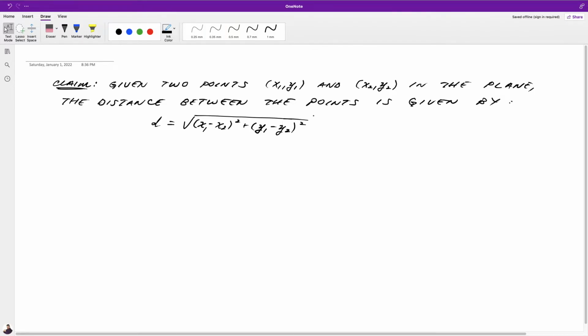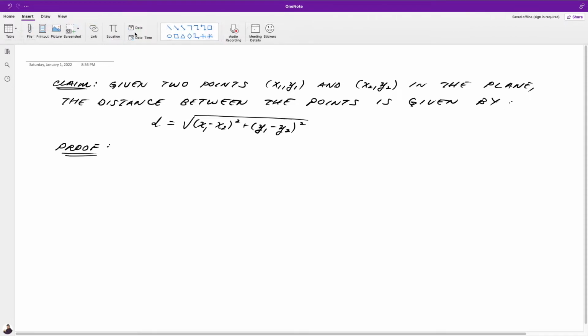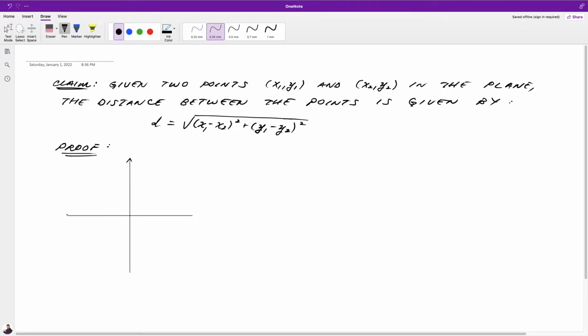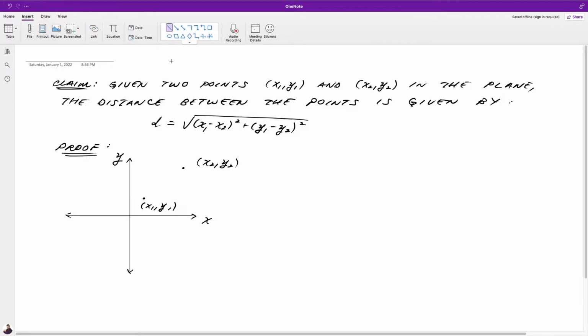Okay. All right, this should not be that hard at all. Let's go ahead and prove this statement. And let's establish a coordinate system and put our points in the first quadrant without loss of generality, right? Keep things nice and simple. So here is x1, y1. Here is x2, y2. All right, we want to find the distance here, so we're going to call that d.